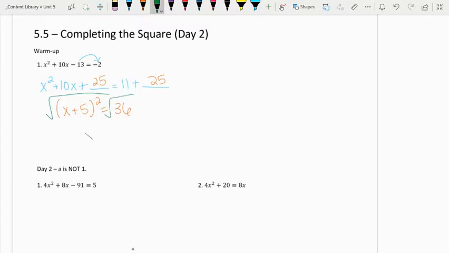when we take the square root of both sides, the x plus 5 equals plus or minus 6, which means x equals, if we do x plus 5 equals 6, it would equal 1. And if you do x plus 5 equals negative 6, x would equal negative 11. Okay, so your two answers are 1 and negative 11.